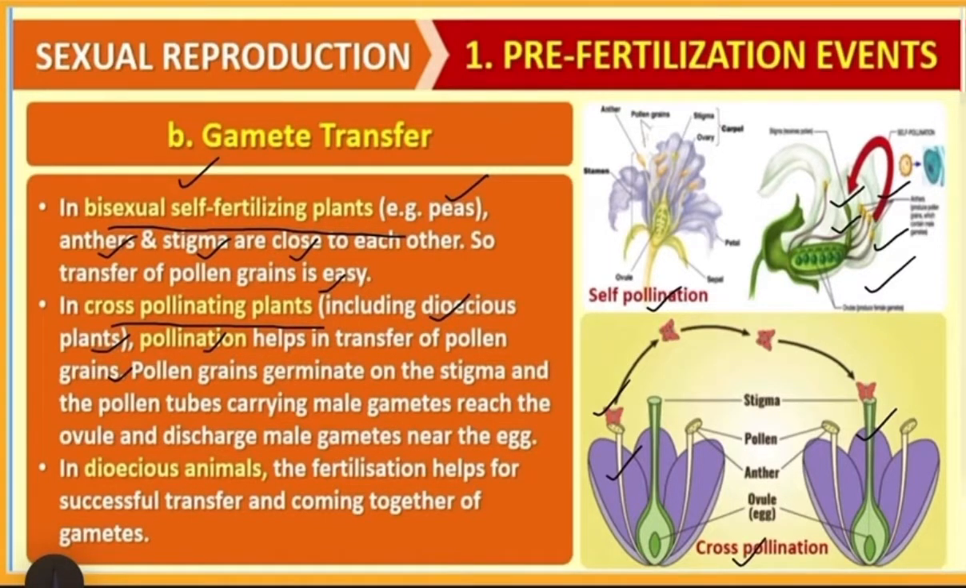Next, pollen grains germinate on the stigma. Now pollen grains will germinate on the stigma and develop a pollen tube. And these pollen tubes carry male gametes and reach the ovule. The male gametes will be inside the pollen tube and they will reach the ovule. There, these male gametes are discharged near the egg. Okay, but in dioecious animals, as both male and female gametes are formed in different individuals, organisms must evolve a special mechanism for gamete transfer.